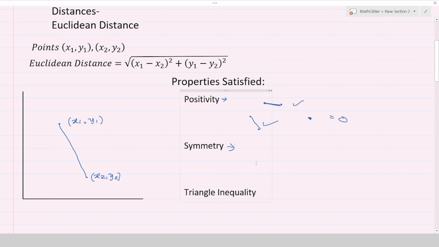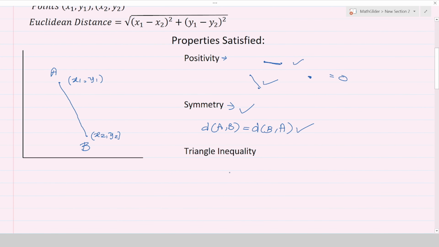Second property, let's check symmetry. Let's take 2 points, let's name them A and B. So the distance between A to B is the same as the distance between B to A, right? So this Euclidean distance satisfies the symmetry property. We say the distance between A and B is the distance between B and A. So we noted that it satisfies symmetry also.